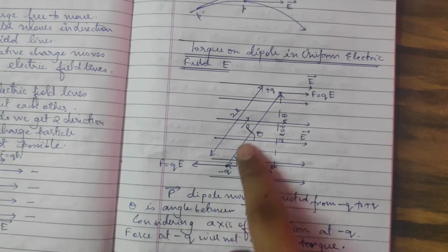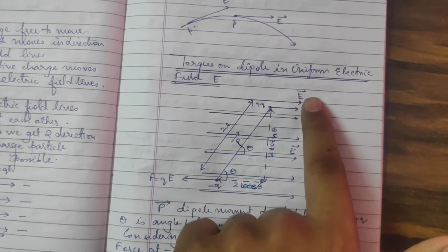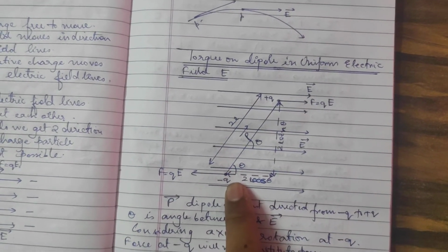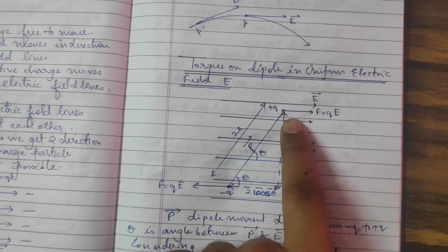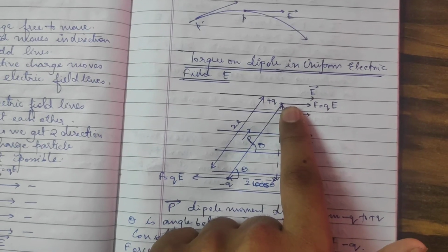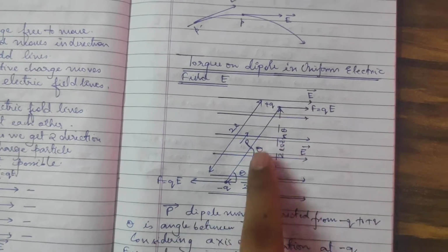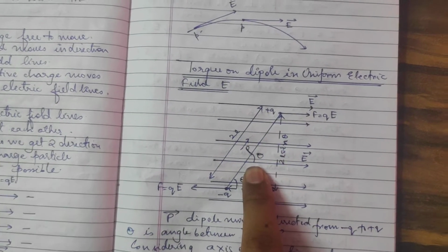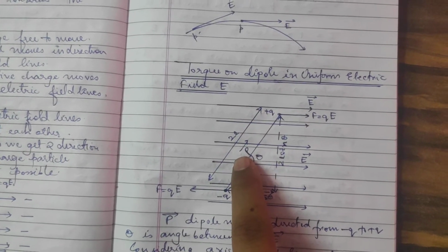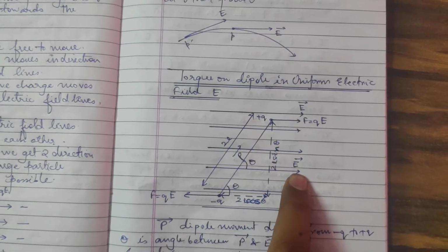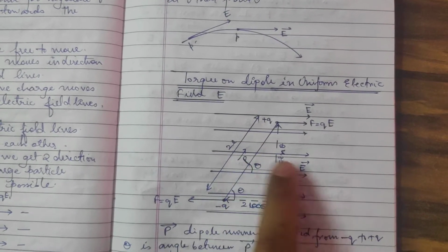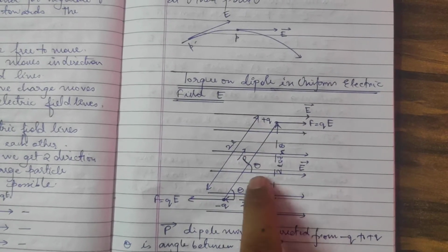The dipole is placed obliquely at some angle theta to the electric field. Now we know that the direction of dipole moment is from negative to positive. This angle theta is also the angle between vector P, the dipole moment, and vector E, the electric field.